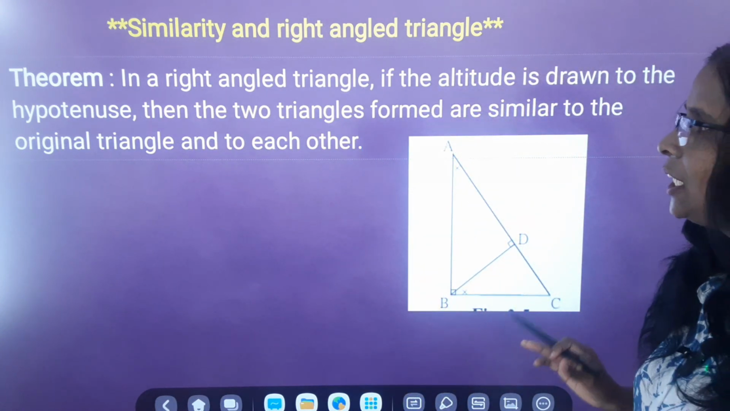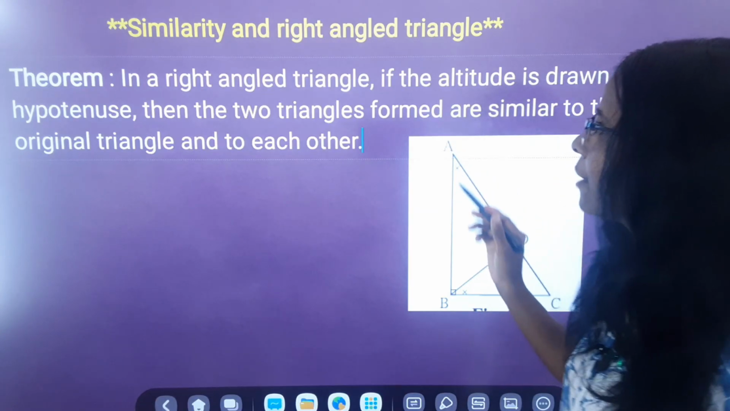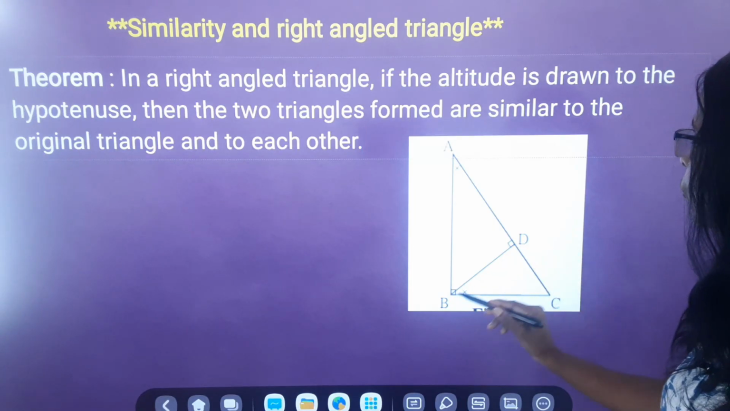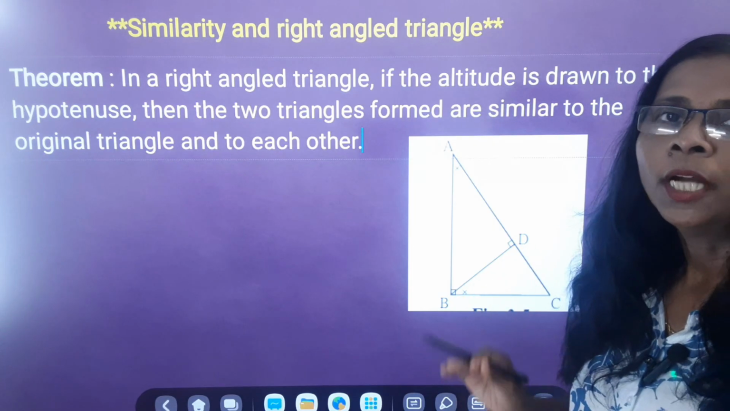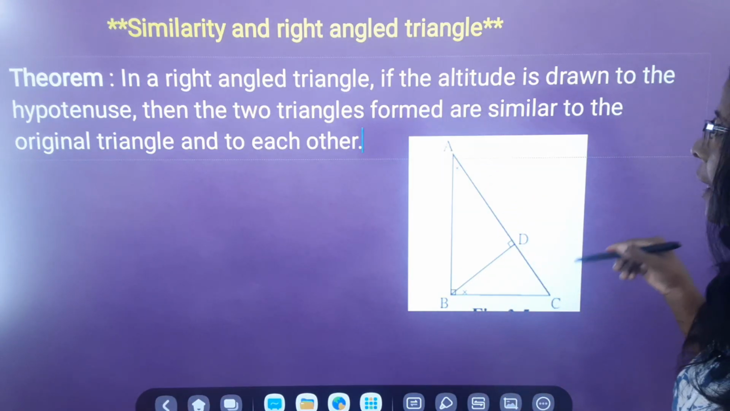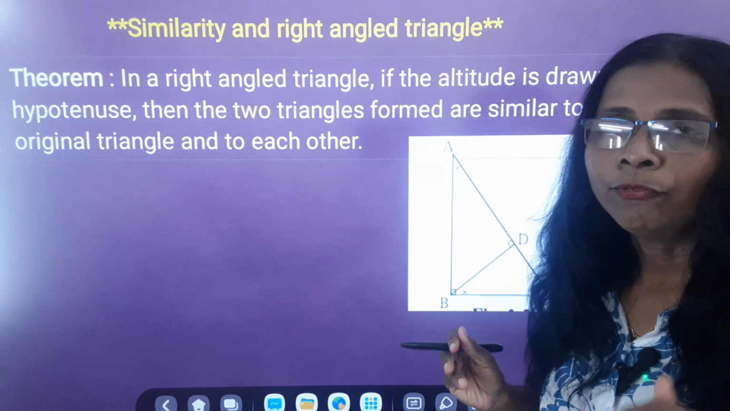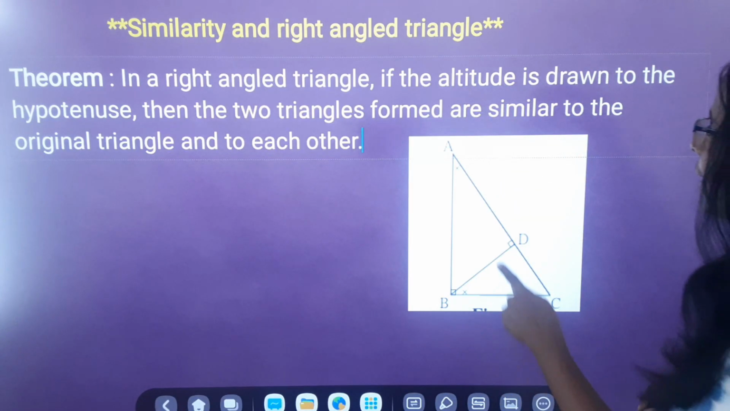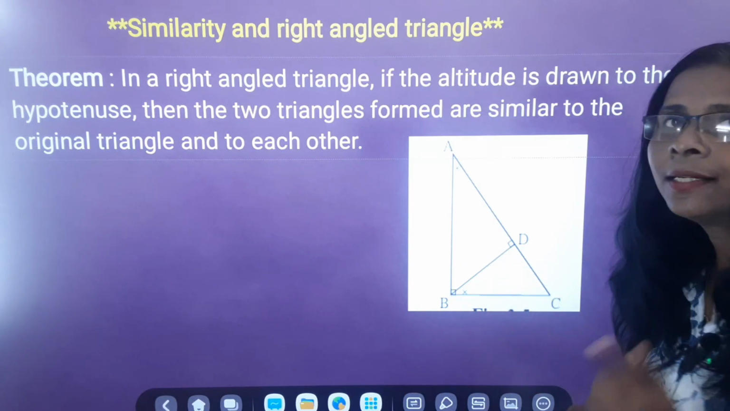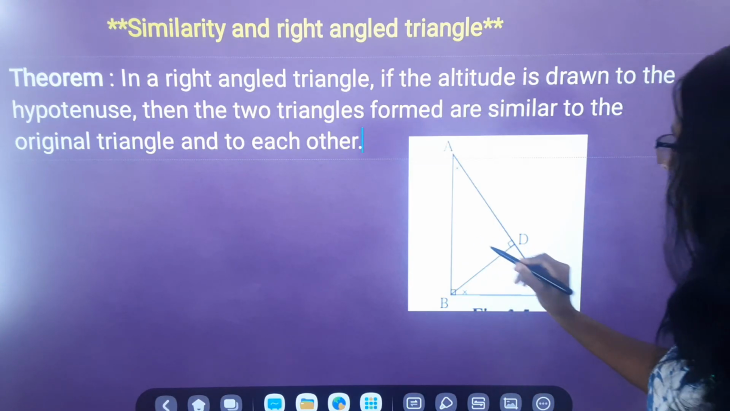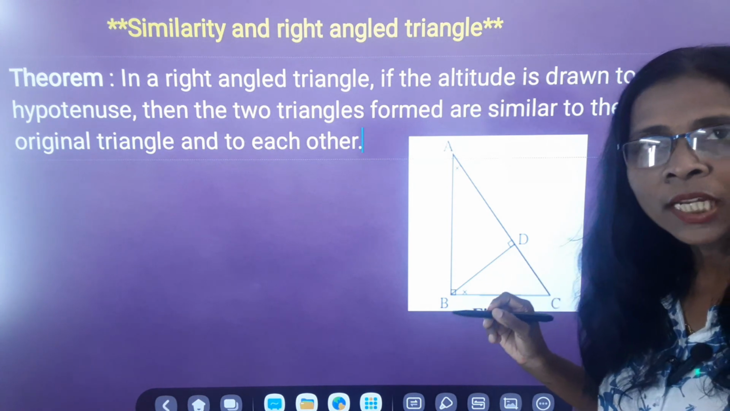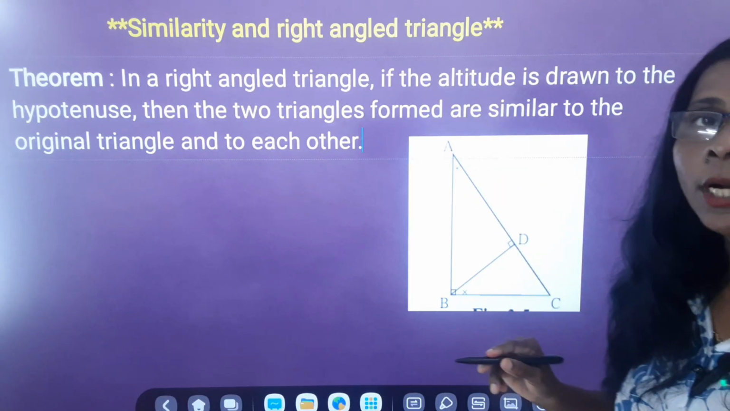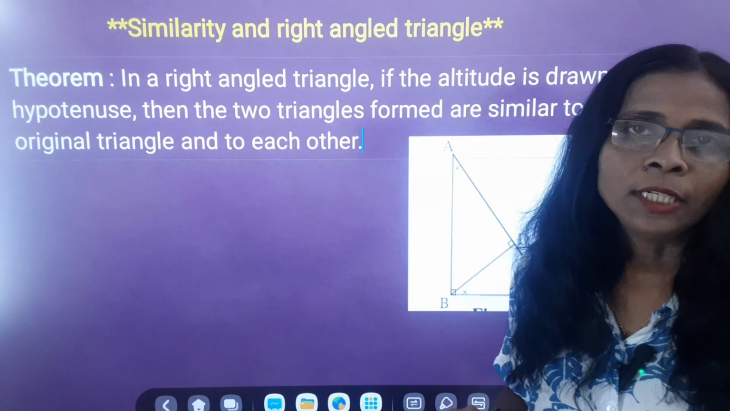Okay, so see here students, there is a right angle triangle ABC, and if you draw the altitude, that is BD, BD perpendicular to AC, AC is the hypotenuse. So if you draw the altitude to the hypotenuse, then two triangles are formed, students, and these two triangles are similar to each other, and these two triangles are similar to the original triangle.